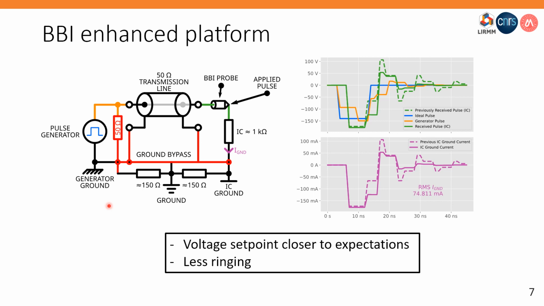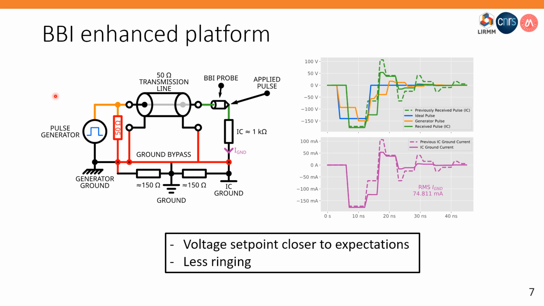The first one is quite elementary and consists in bypassing the platform ground with short wires, low impedance electric wires. It allows bypassing the high measured ground impedance of this platform, indeed 150 ohms between equipment. In addition to this, we propose to connect a 50 ohm load directly at the output of the voltage generator, thus providing an approximate impedance matching. While impedance matching is not a new thing to reduce ringing, it had never been studied before for BBI platforms and the impact on BBI efficiency.